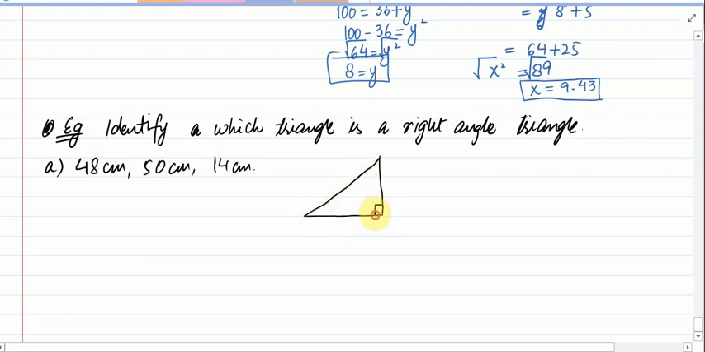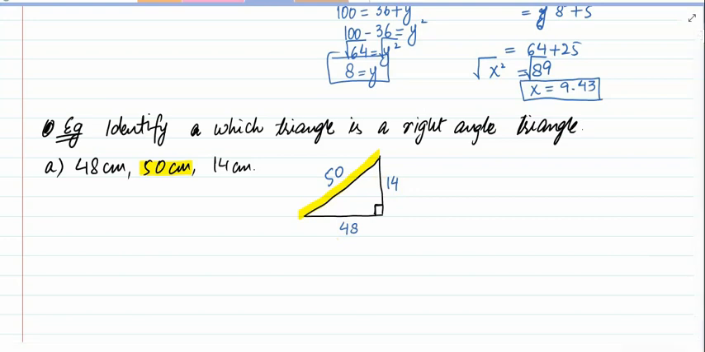That is a right angle triangle, right? Which one is the longest side? 50 is the longest side, that means 50 should be my hypotenuse. So this length is 50. The rest two sides, it's up to you. Either you pick 14 or 48, you can switch between these two sides. The most important side is hypotenuse, that is 50, and I highlighted it.